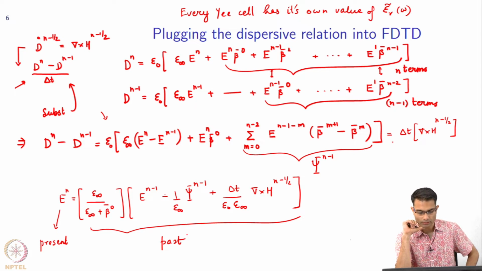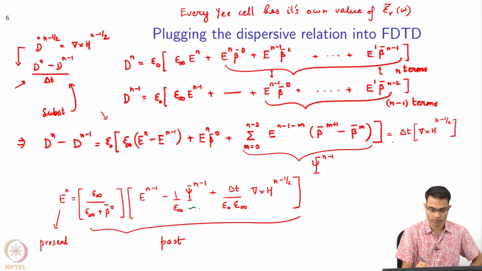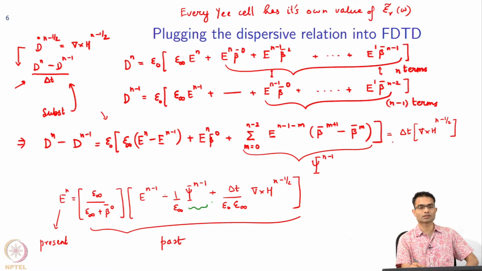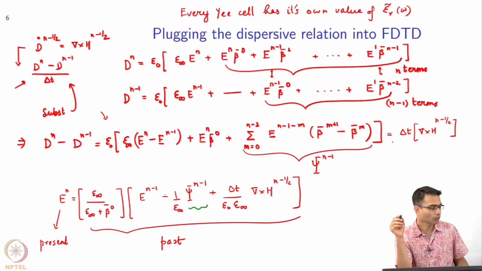Still, this is not something I can implement in code, because the term over here which is very difficult for me is psi n minus 1. Psi n minus 1 has the sum of all past electric fields, which I do not want. So, now let's try a little bit more algebra to see how we can simplify things further.